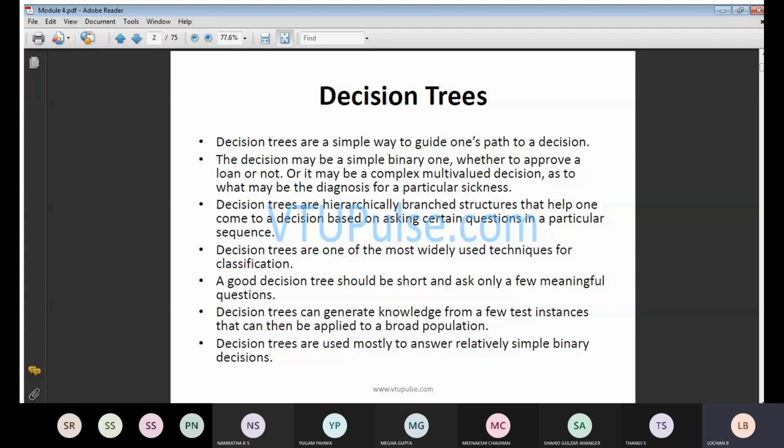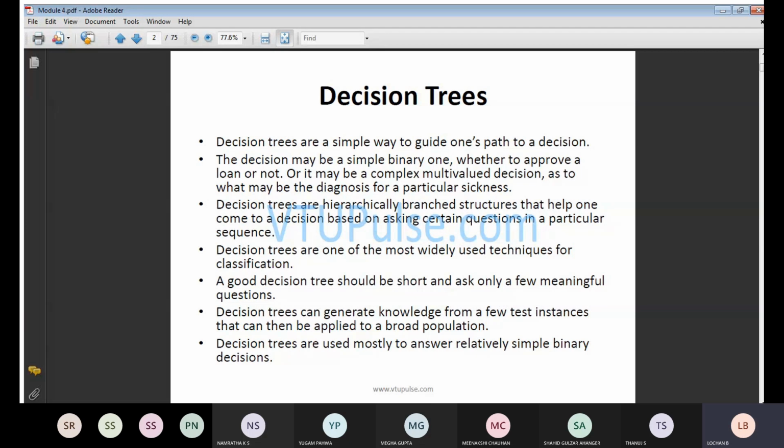So for this particular case, decision trees are one of the most widely used techniques for classification. In the further slides, we will be dealing with the various techniques to calculate your decision tree for classification, all these things. One by one, we will be discussing in the coming slides.